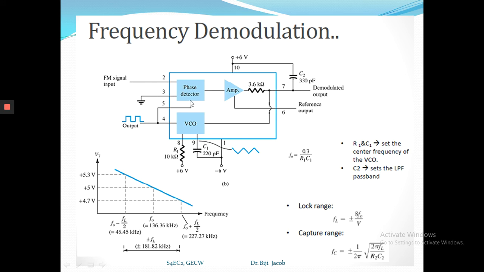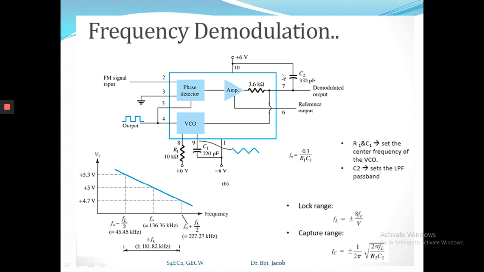The actual second input to the phase detector is nothing but the output frequency from the VCO, so pins 4 and 5 are shorted together. R1 and C1 form the external components which determine the free running frequency of the PLL. The free running frequency of the 565 is given by f0 equals 0.3 divided by R1 C1. These two external components, resistance and capacitance, determine the free running frequency.